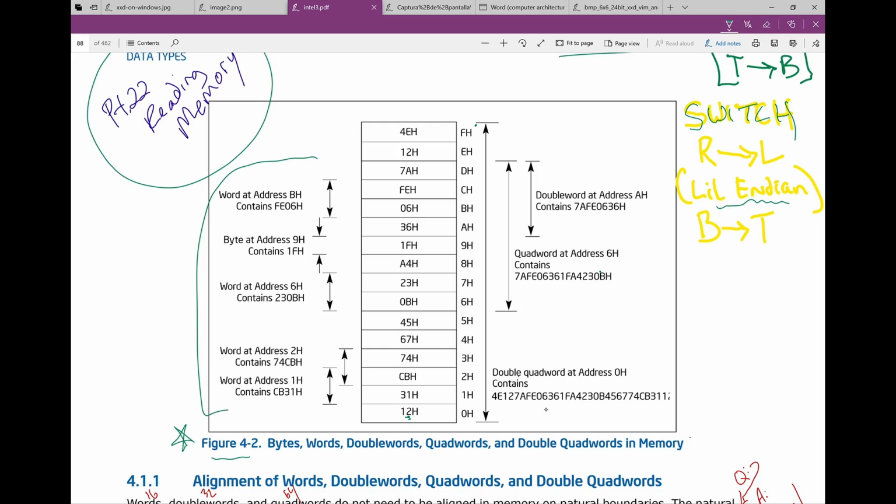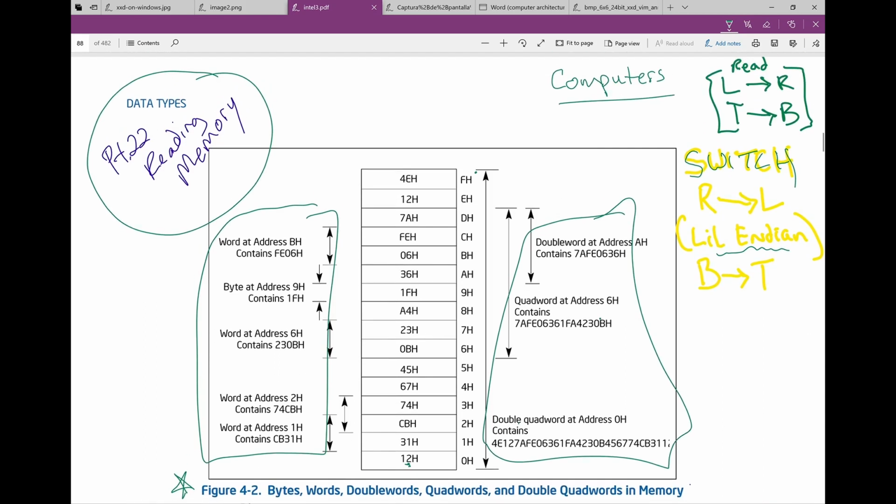Basically, they're saying just don't do this or try to access data in this way because these things are unaligned. So I hope that helps, and thank you as always for watching.